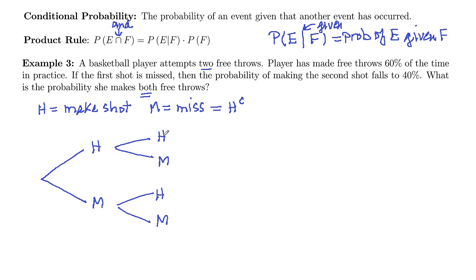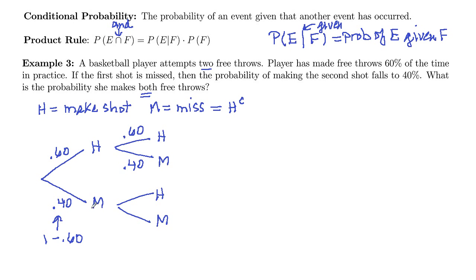So now let's put some probabilities on these branches. The player has made free throws 60% of the time in practice. So that means the probability of hitting here is 60%. Then that means the probability of a miss is going to be 40%. That's because these have to add up to 1 on the branches. So that 40% is really 1 minus 0.60. So now if they make that first shot, then the probability of making the second shot is still 60%. They've still got their confidence. And the probability of missing is still 40%.